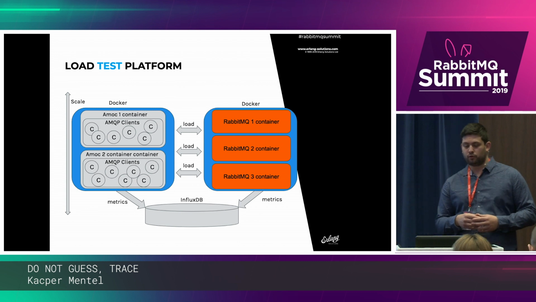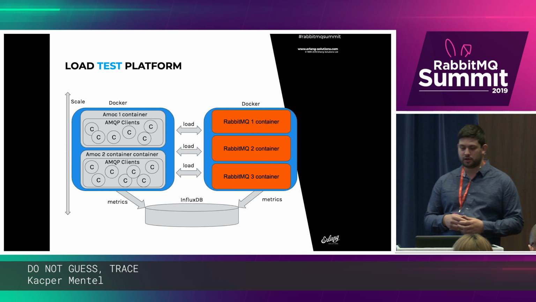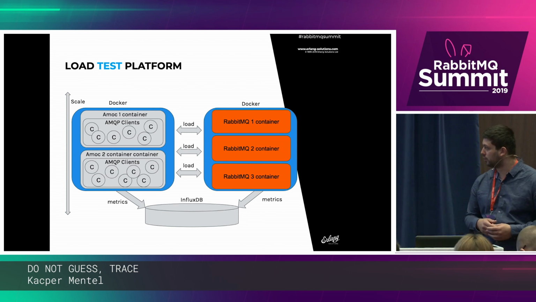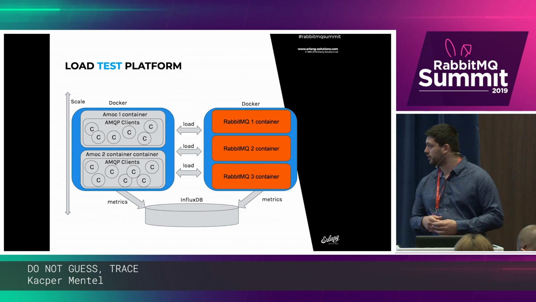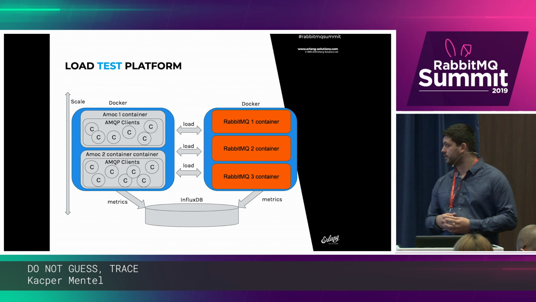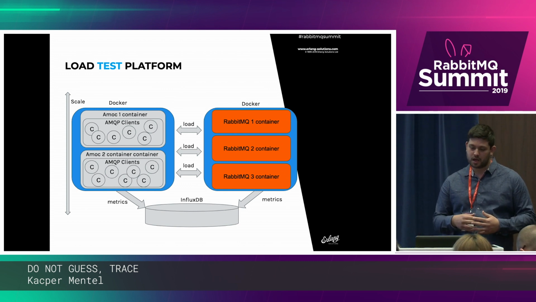When it comes to load generation, we use Amok, a murder of crows. This is a load generator that was created within Erlang Solutions. It is written in Erlang, and it's open source. It was designed to support massively parallel load tests.